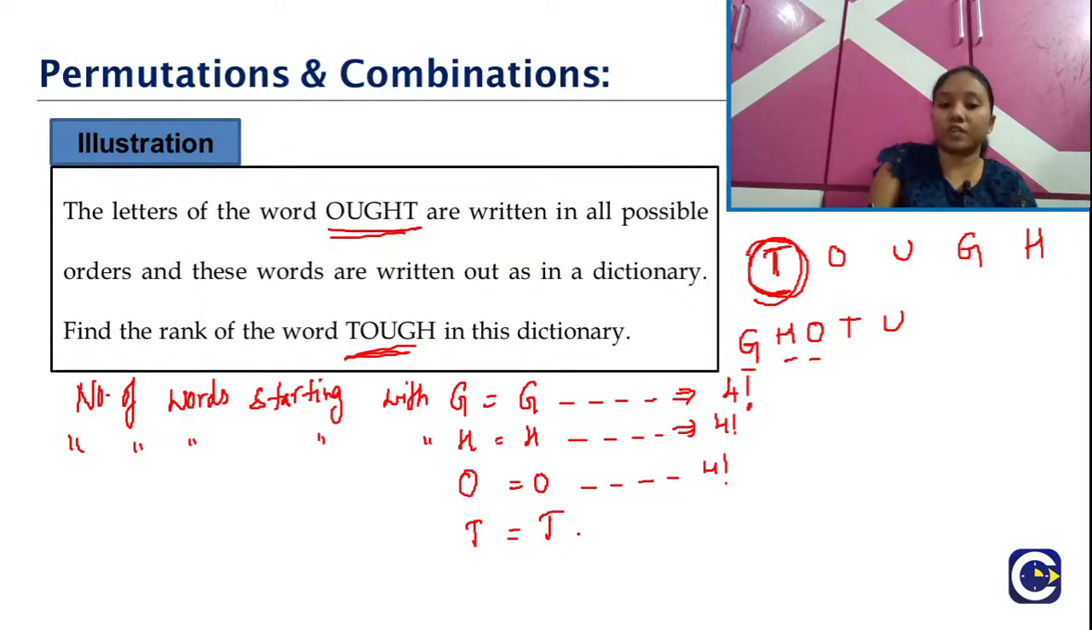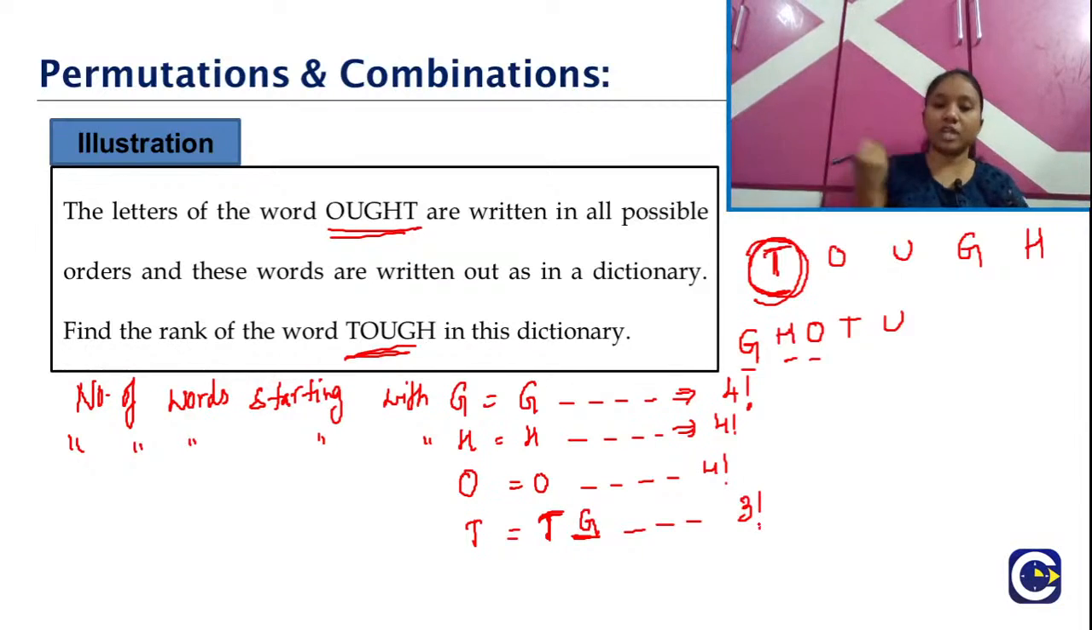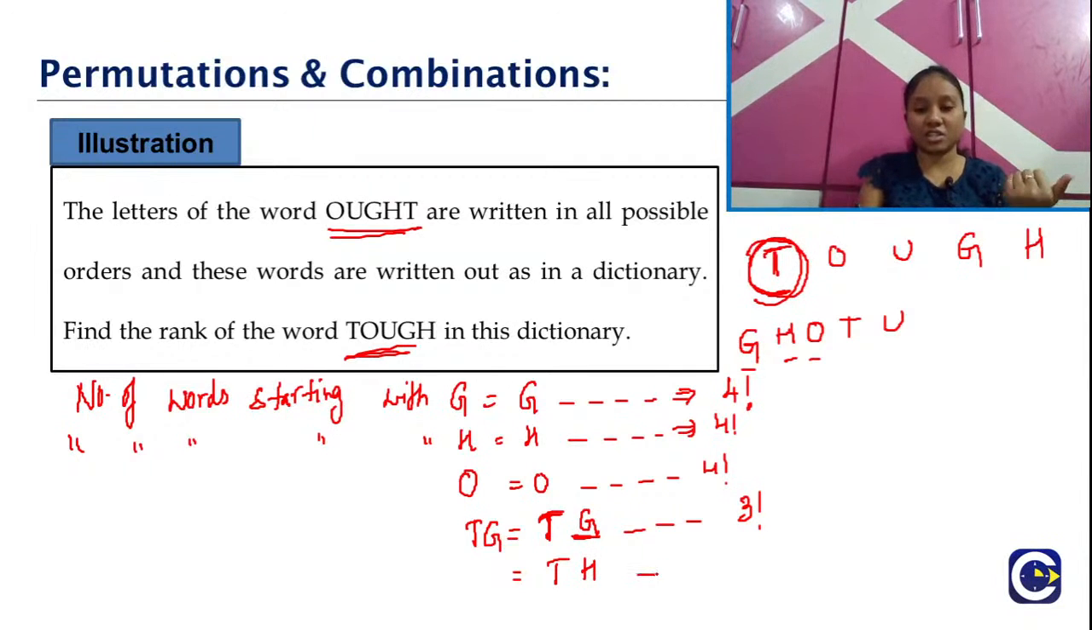So now we have to go for the second letter. The first letter is already fixed here. So now the second letter, according to the dictionary, will be starting with G. So here the remaining can be arranged in 3 factorial ways. That means this is TG. Right. Once TG is finished, the second letter will be H now. So that means TH. That will be 3 factorial here.